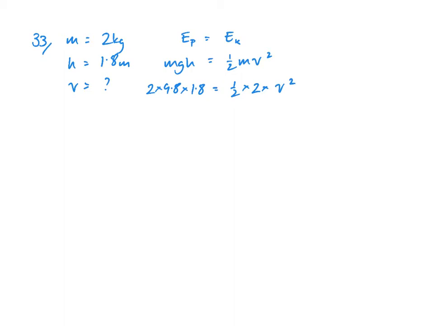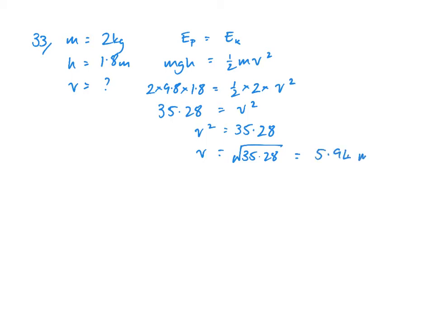So 2 times 9.8 times 1.8, 35.28. But don't worry about significant figures in the middle of a calculation. A half times 2 is just 1, so that is just v squared. So swapping sides, and then taking the square root of both sides to get the answer. It's 5.94 meters per second.